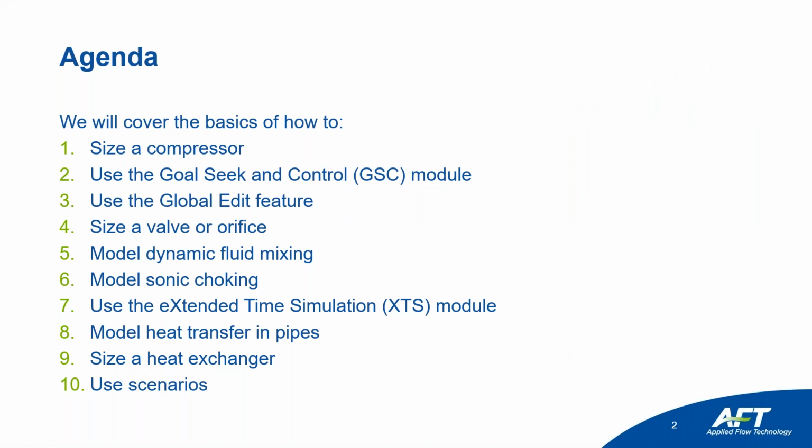So getting into the agenda of what we'll be covering, we'll start off by looking at how to size a compressor in AFT Arrow, move on to using the GSC module. Number 3 will be our global edit feature. We'll move on to sizing a valve or an orifice, then modeling dynamic mixing, sonic choking, using another one of our modules, the XTS module, modeling heat transfer in pipes, sizing a heat exchanger, and then we are going to wrap that up by showing you some of our useful scenario features.